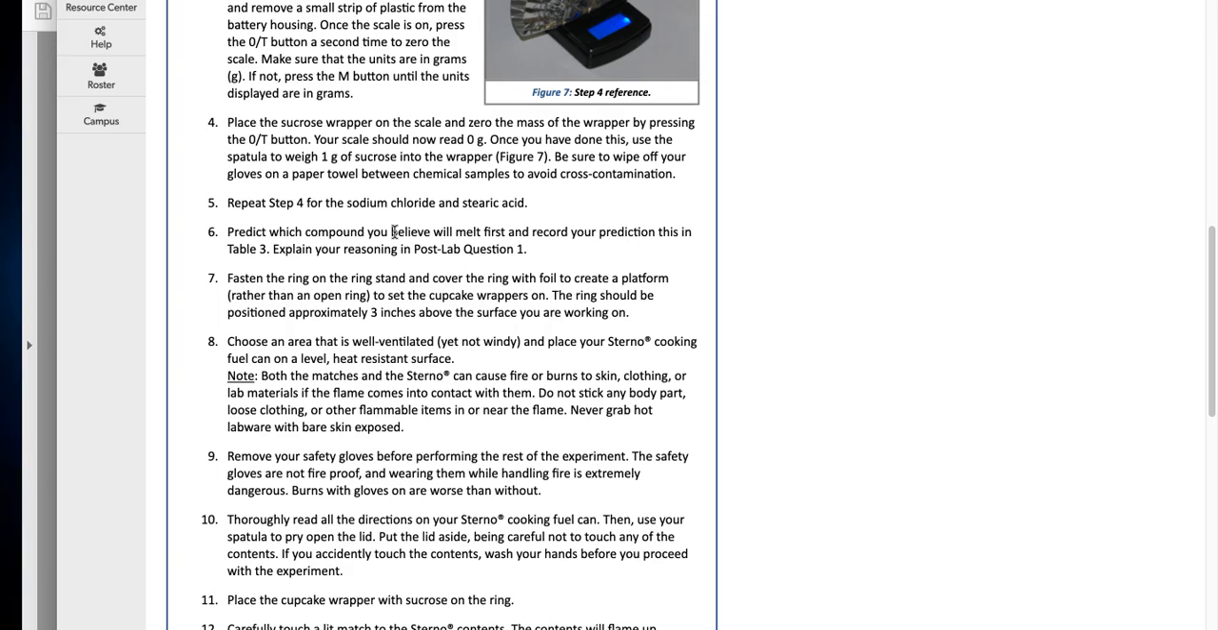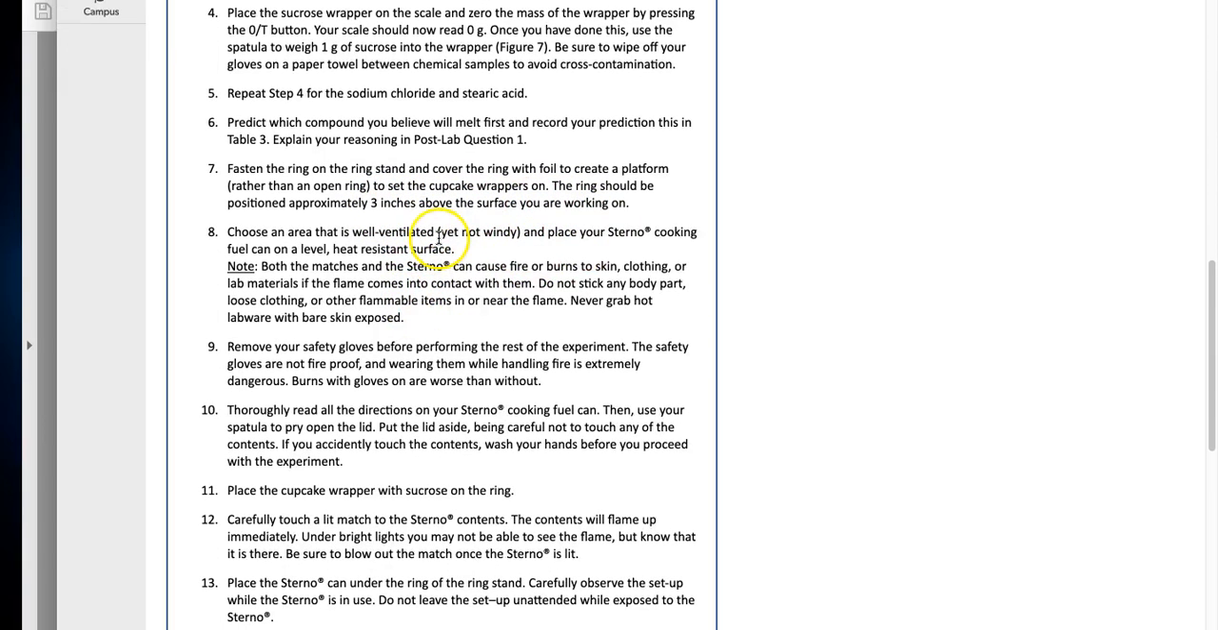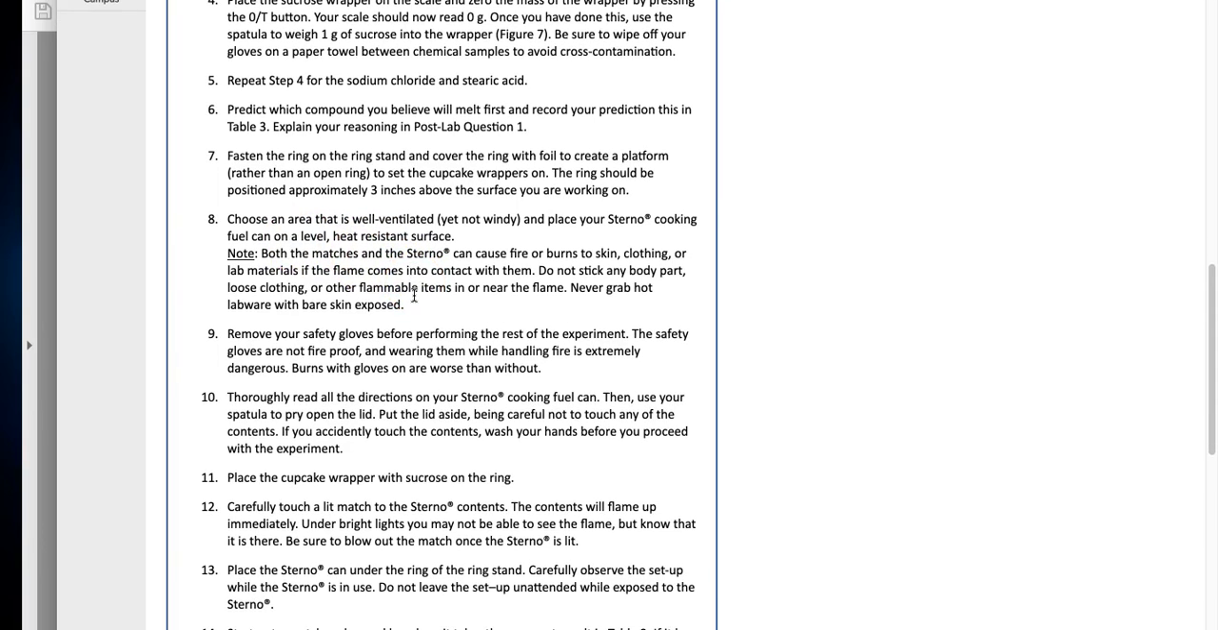Predict which one you think will melt first based on what we know about intermolecular forces. Record your prediction. Let's see, fasten the ring on the stand, cover the ring with foil to create a platform to set the cupcake wrapper on. You want this to be about 3 inches above the surface you're working on. You're going to get out your sterno fuel, your fuel canister. You're going to heat that, you're going to get that going so that it's heating up.